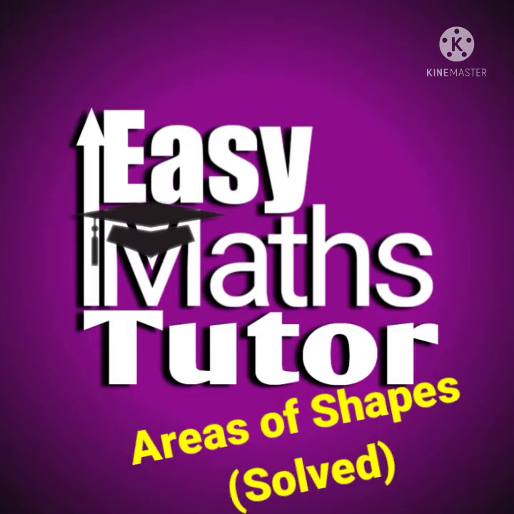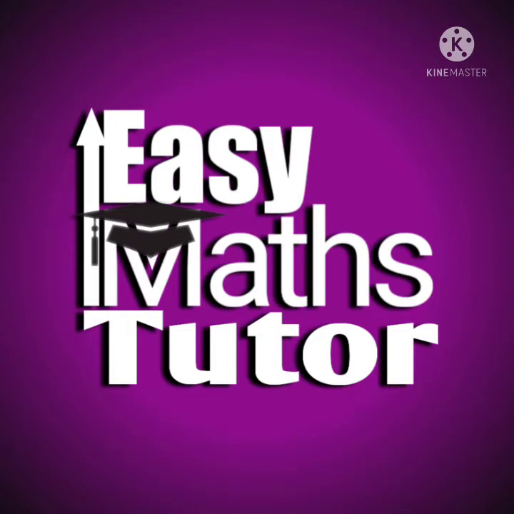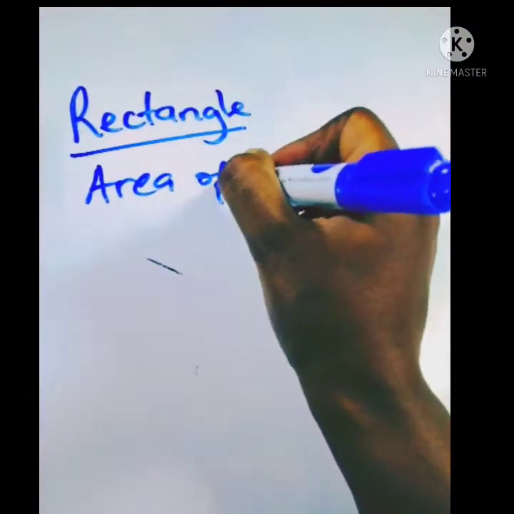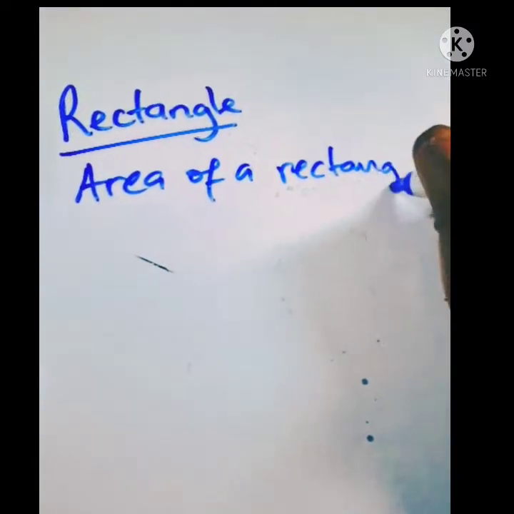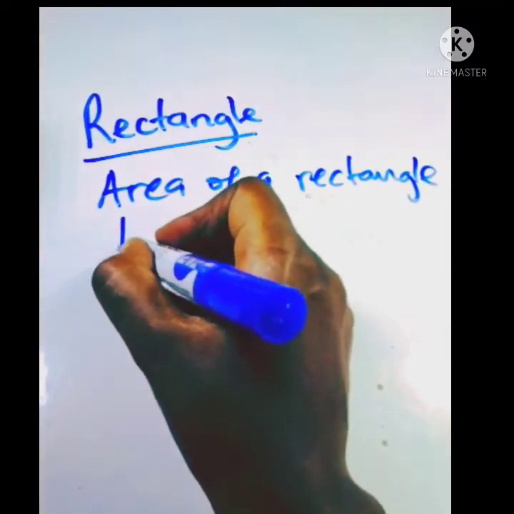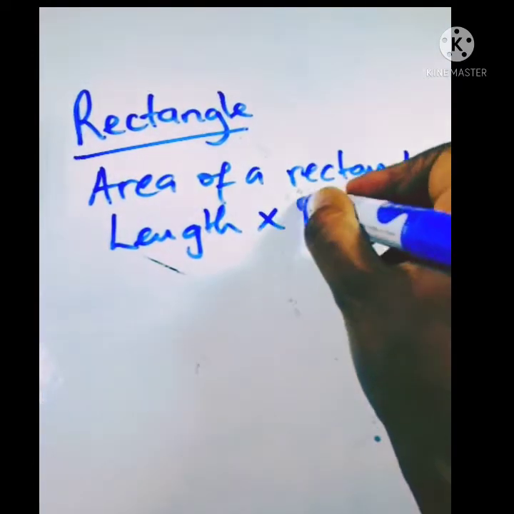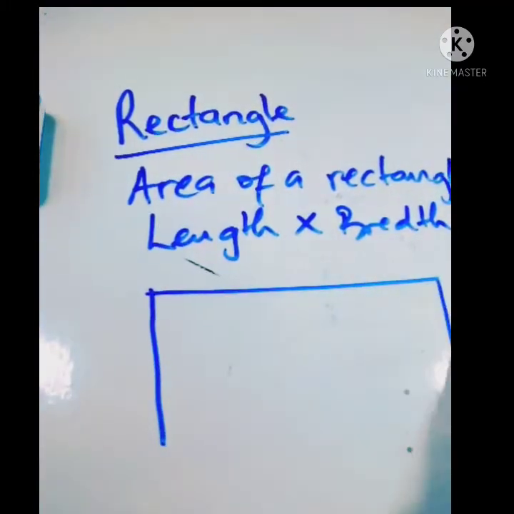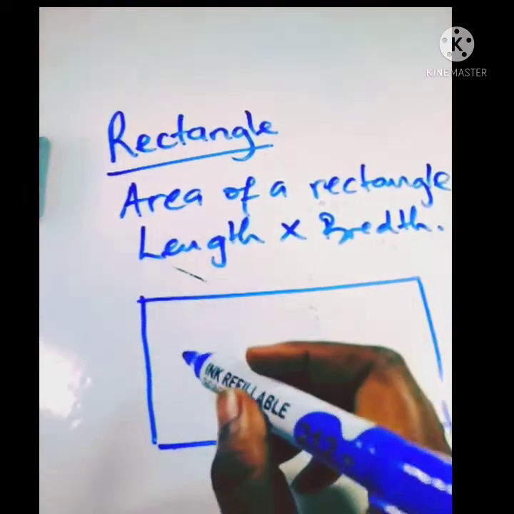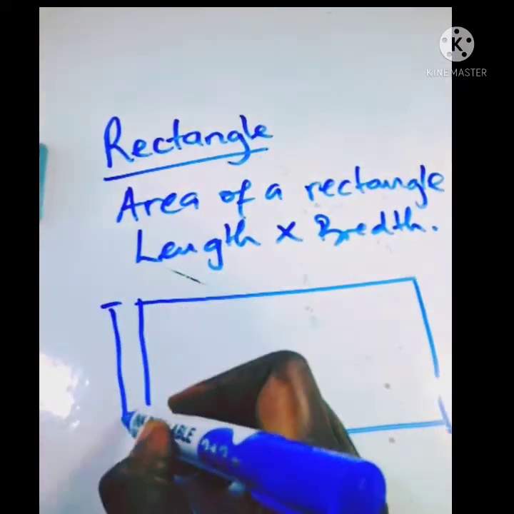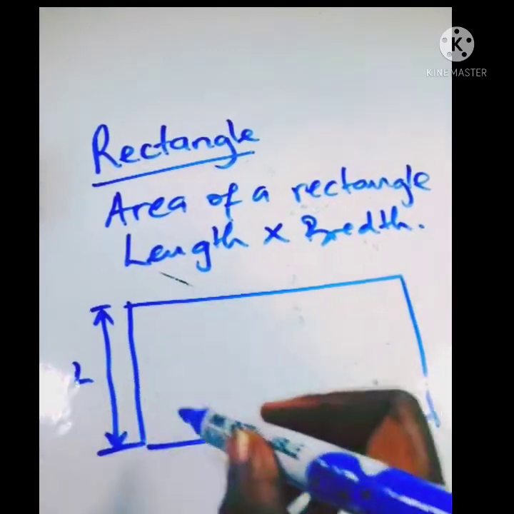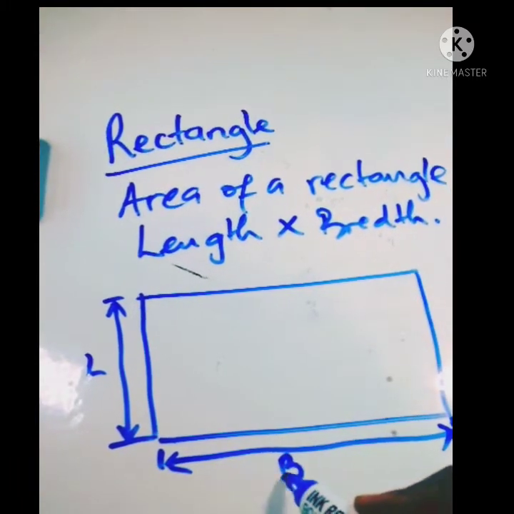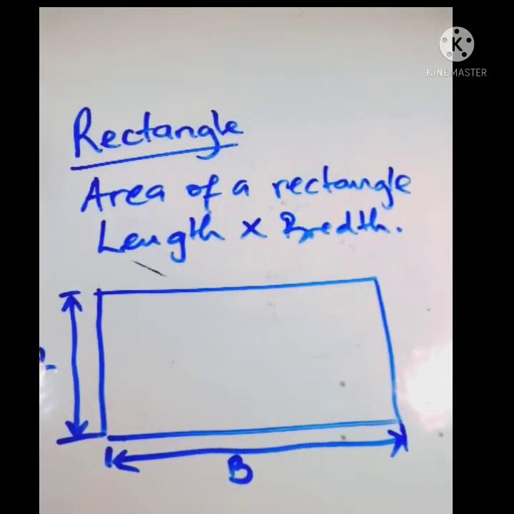Now the first shape we're going to talk about is a rectangle. The area of a rectangle is the length times the breadth. If you have a rectangle, this is the length and this is the breadth. So this is the area of the rectangle.